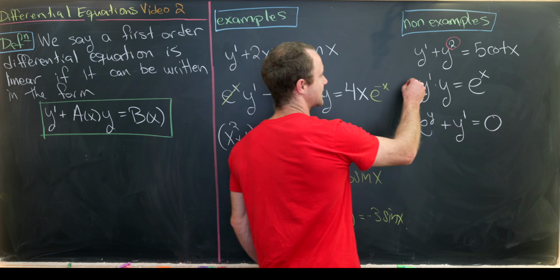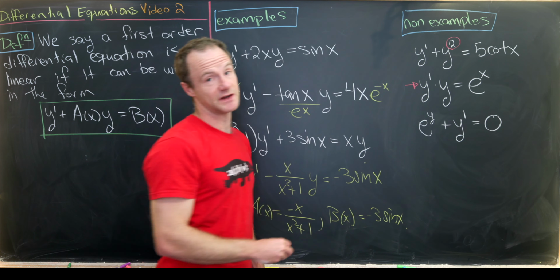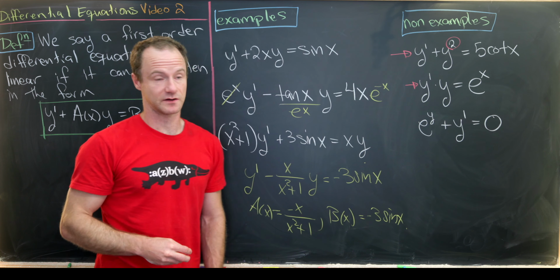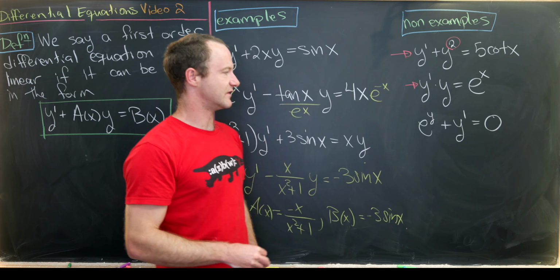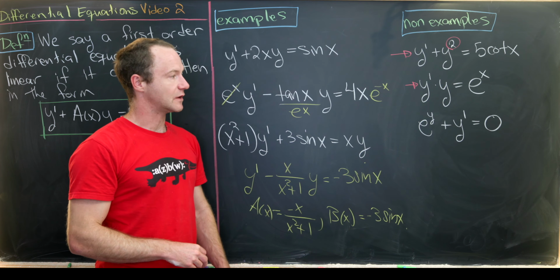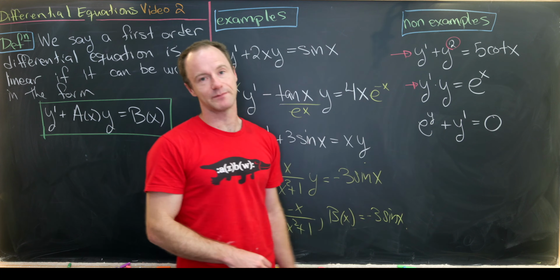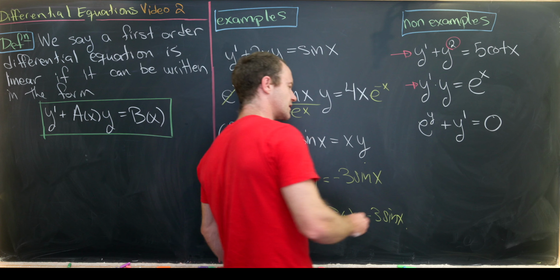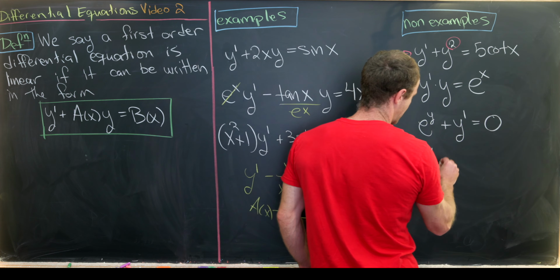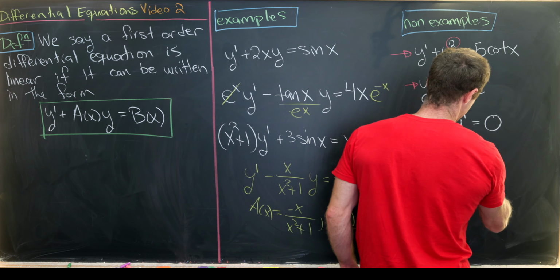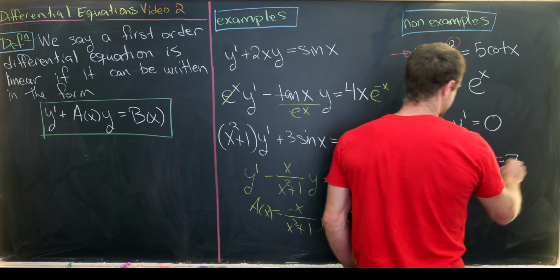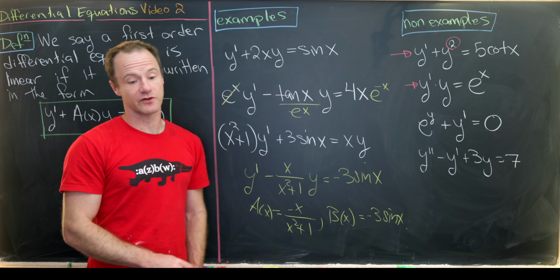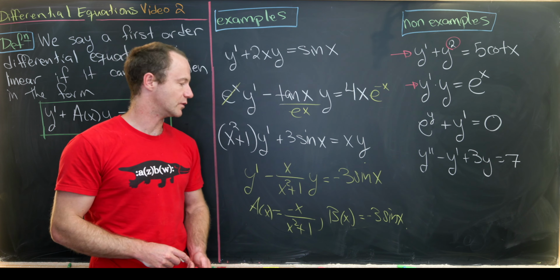Interestingly enough, something like this we'll be able to solve in the next video, whereas something like this is actually extremely tricky to solve. Now let's look at this one. We have e to the y plus y prime equals 0. Again, y is wrapped up in this exponential function that makes this nonlinear. Maybe another example would be something like y double prime minus y prime plus 3y equals 7. That is linear, but it's not first order. So that's another non-example, if you will.